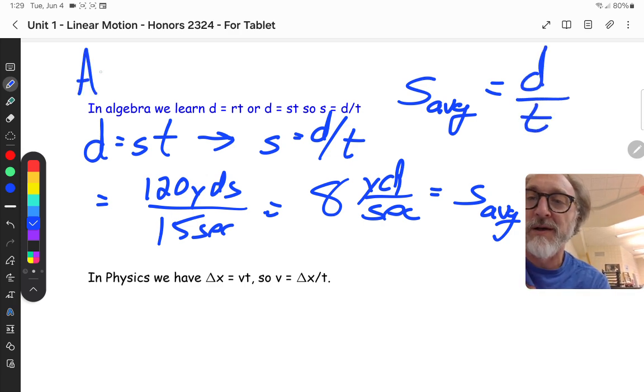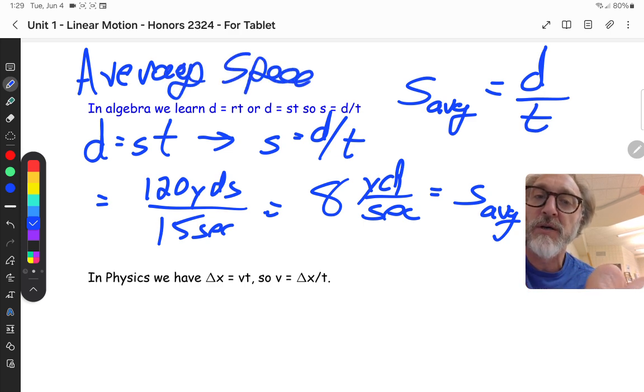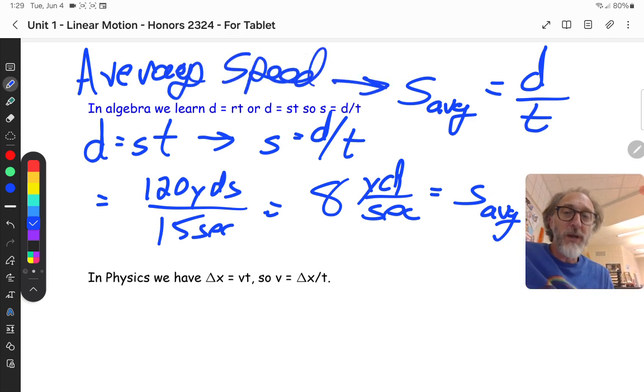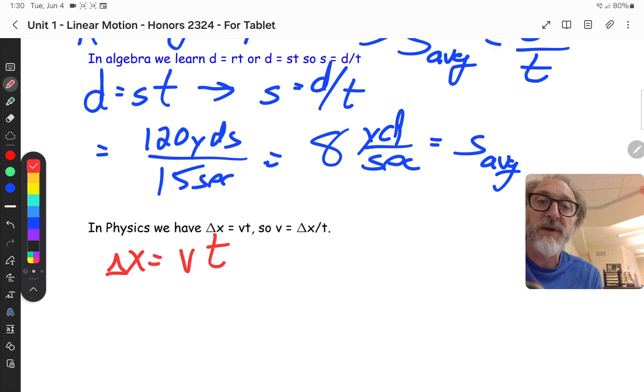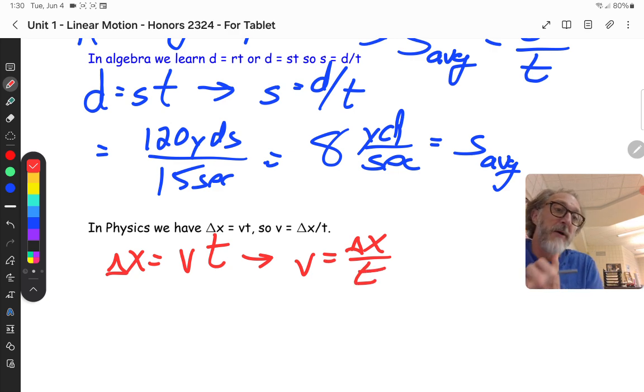Average speed. Okay? So there we go. So that's his average speed. He averaged 8 yards every second. Okay? Now, in physics, we use a slightly different equation. So instead of doing distance equals rate times time, we do displacement equals velocity times time, okay? Or velocity is displacement per unit time, okay?